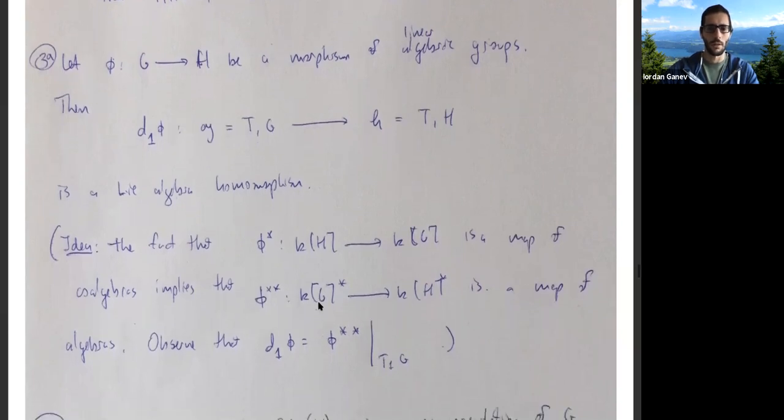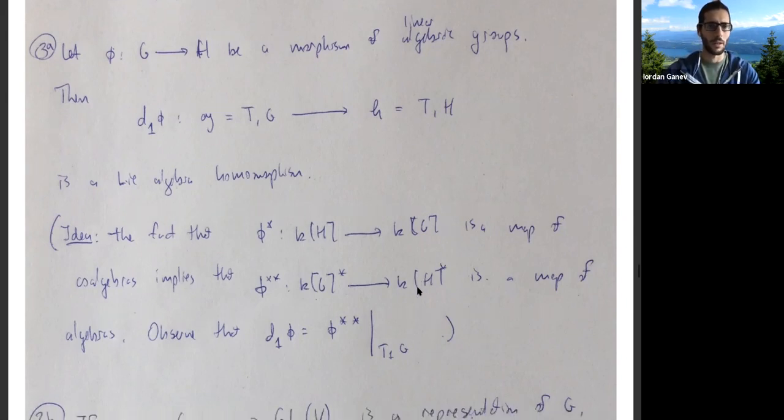And we already know that this phi star star is a map of algebras. So if we have a Lie subalgebra on this side, and we know that the image lands in a Lie subalgebra, then the bracket will be respected. Okay, so that's fact 3a.